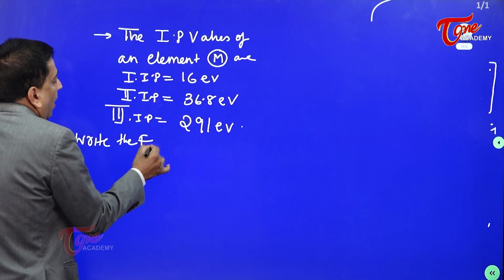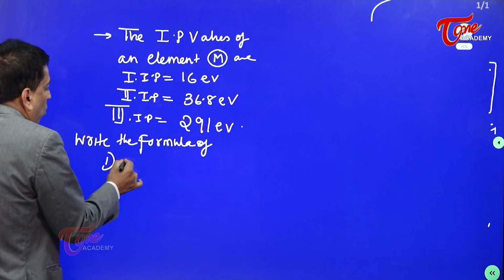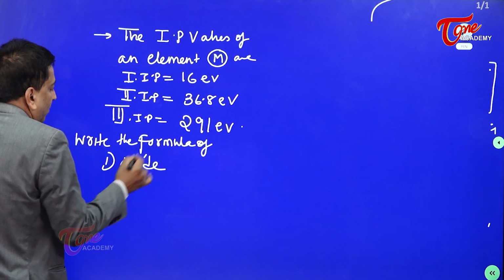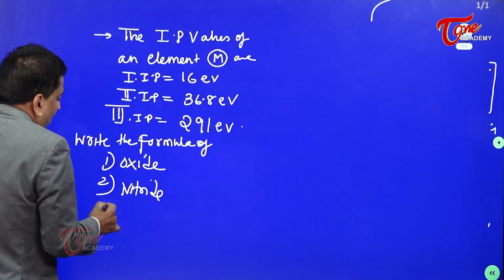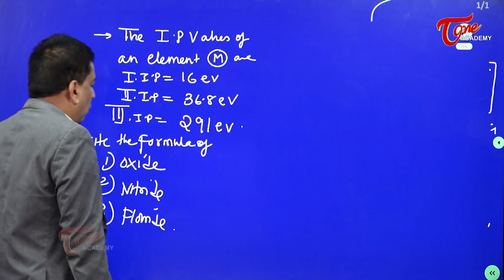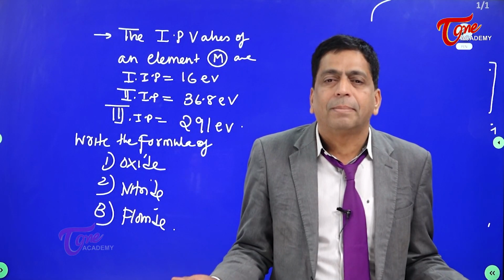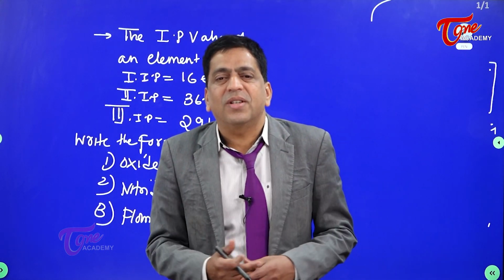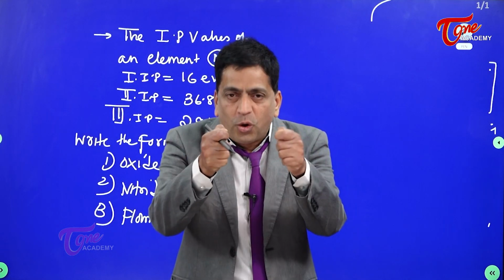And he wants us now to write the formula of the oxide, nitride, and fluoride of that particular element M. Since we know the subject points, let us have a closer look at the values.